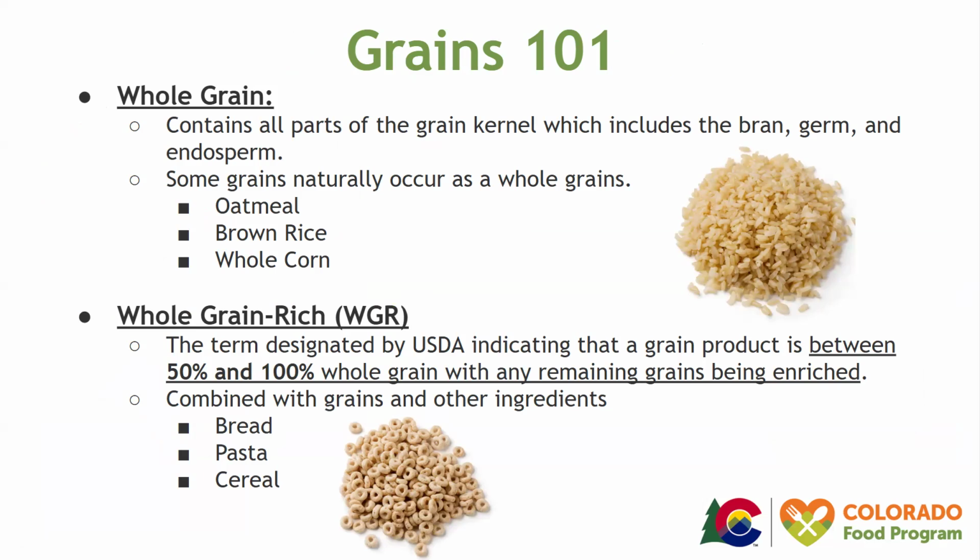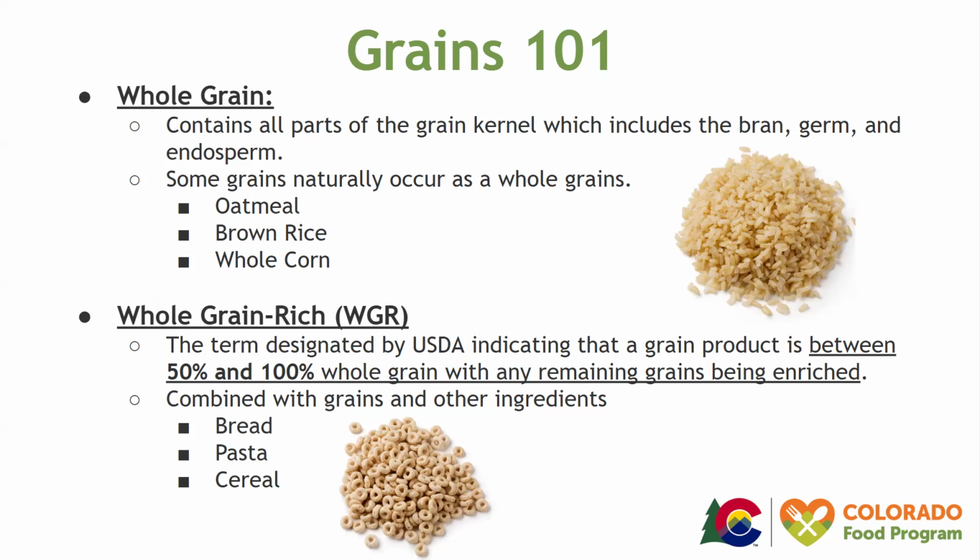The first definition we're going to go over is, what is a whole grain? A whole grain contains all parts of the grain kernel, including the bran, germ, and endosperm. Some grains naturally occur as whole grains, such as oatmeal, brown rice, and whole corn. If those items are on the ingredient list and it's just that product, it can be considered a whole grain. Now, whole grain rich is a little bit different.